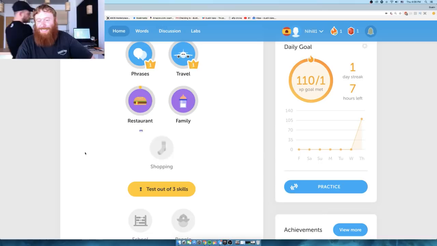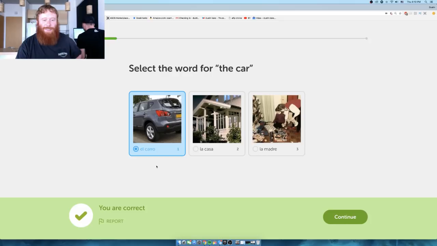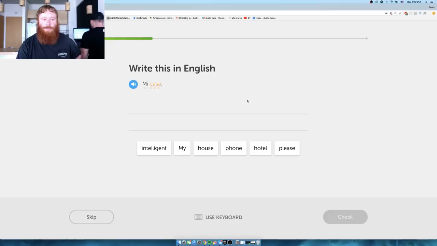So I was going to go back and forth between restaurant and family. Select the word for the car. El carro. I thought it was auto, not carro. La madre. Continue. Mi casa. My house. Casa is a new word, so I should probably always scroll over the new words.